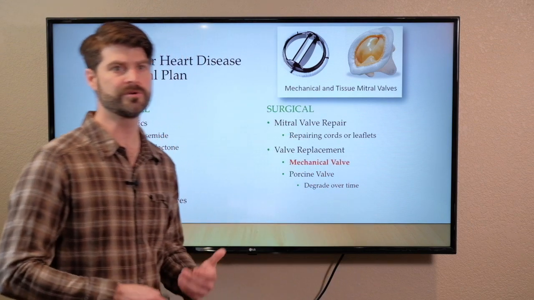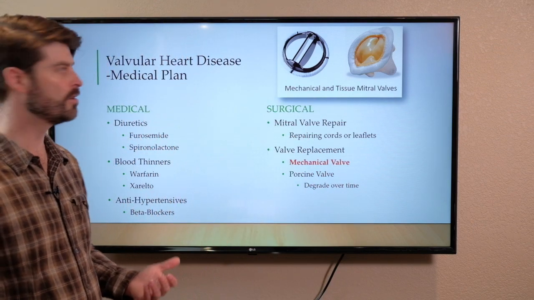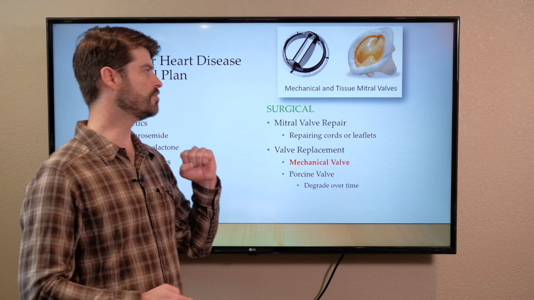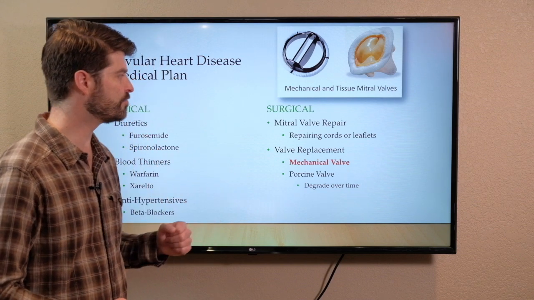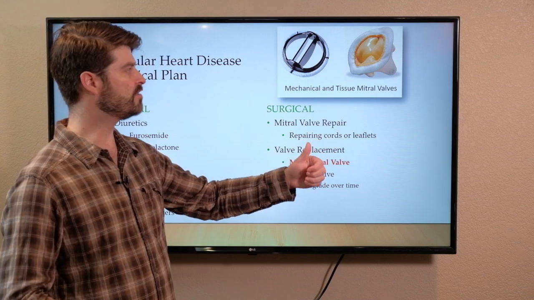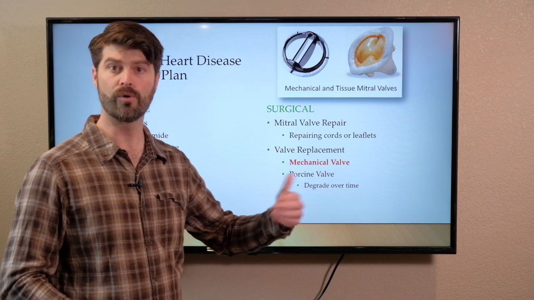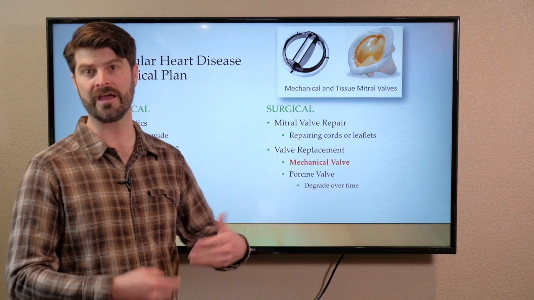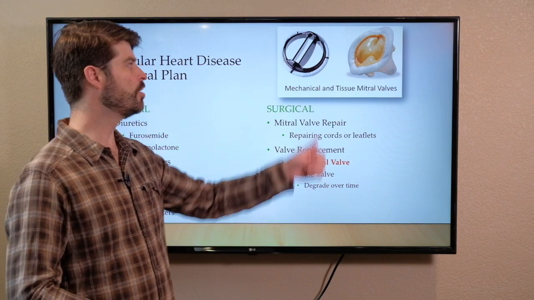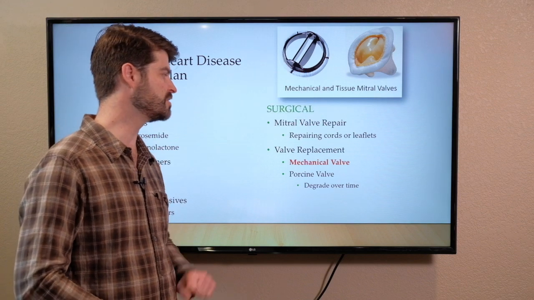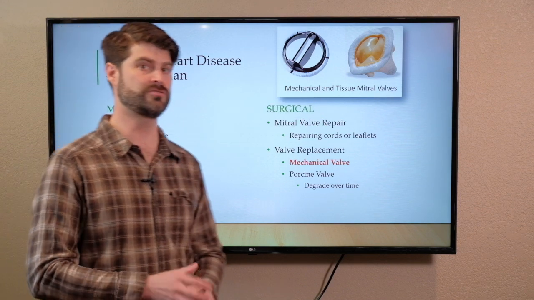Surgical repair is really kind of the terminal repair or fix for mitral valve prolapse, and that can be done a couple different ways. You can have either porcine or pork valves, so they're biological valves that are placed, or we can have mechanical heart valves. Mechanical valves are super trippy.